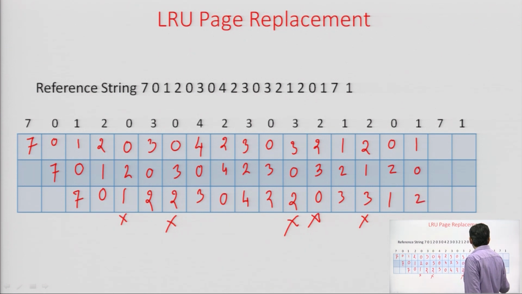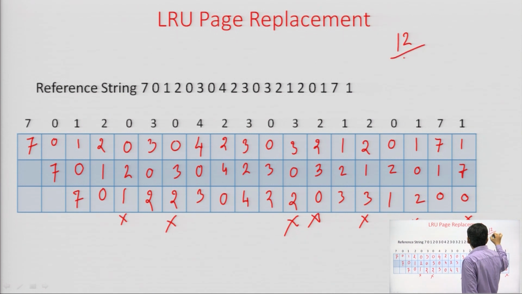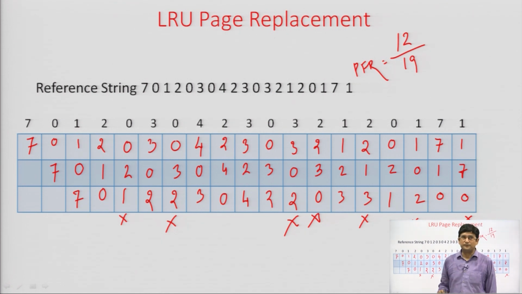no page fault. And then 7 is coming, when 7 is coming, some old page will go, that will be 2. 1 is referenced, 1 is present, bring 1 on top, there is no page fault. So the number of times page fault did not occur is 1, 2, 3, 4, 5, 6 and 7. It means 12 times the page fault occurred out of 19 references. So the page fault rate in this case is 12 by 19.